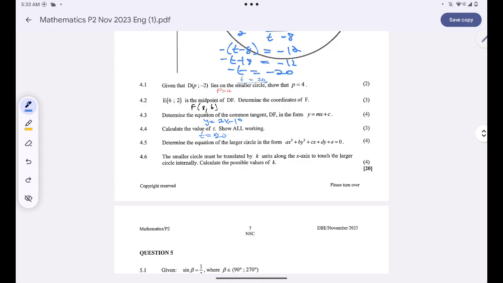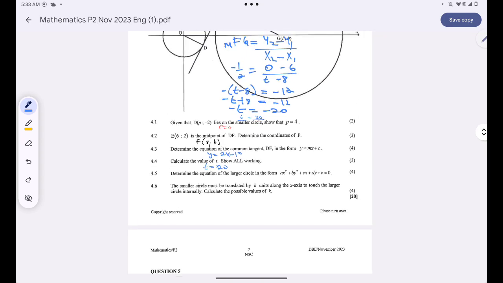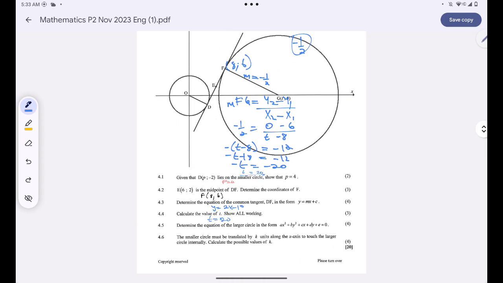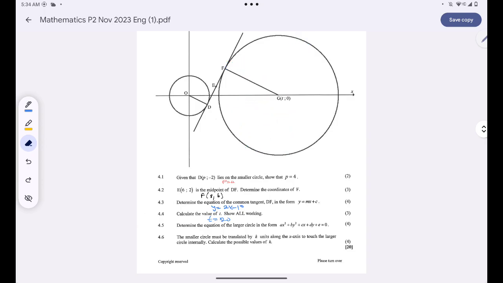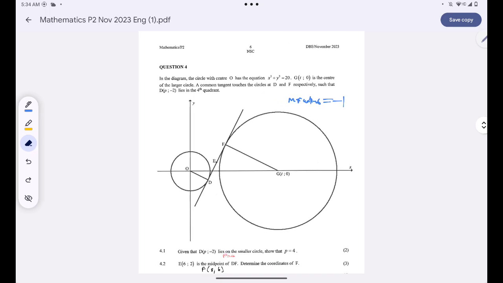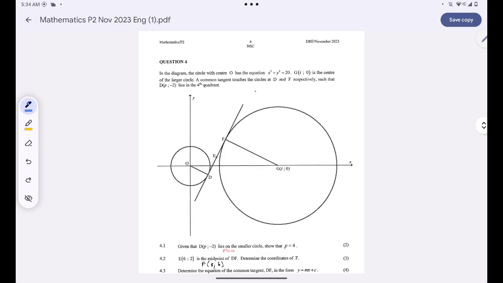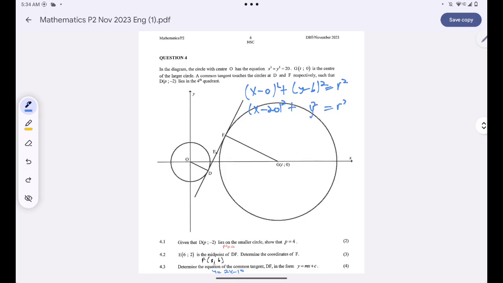Okay, now I'm supposed to determine the equation of the circle in that form. I know the coordinates of the center. All I need to do is to find my radius, or r squared. Né? How can I do that? Remember that my center is not at the origin, right? So I'm going to use the equation that says x minus a all squared plus y minus b all squared is equal to r squared. Né? So it's x minus 20 squared plus y minus 0, which is just y squared, is equal to r squared.